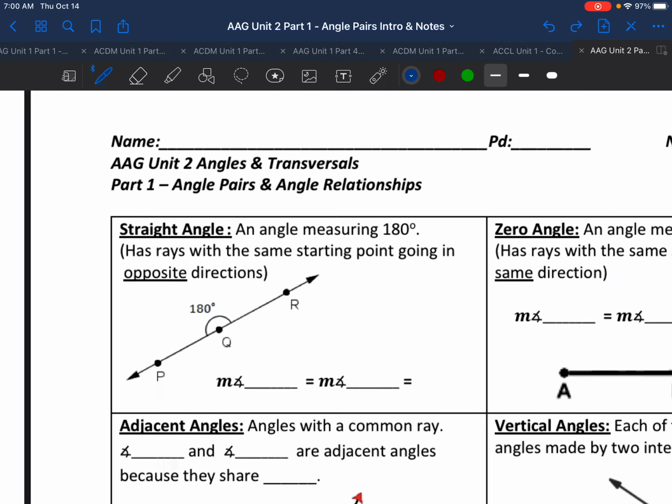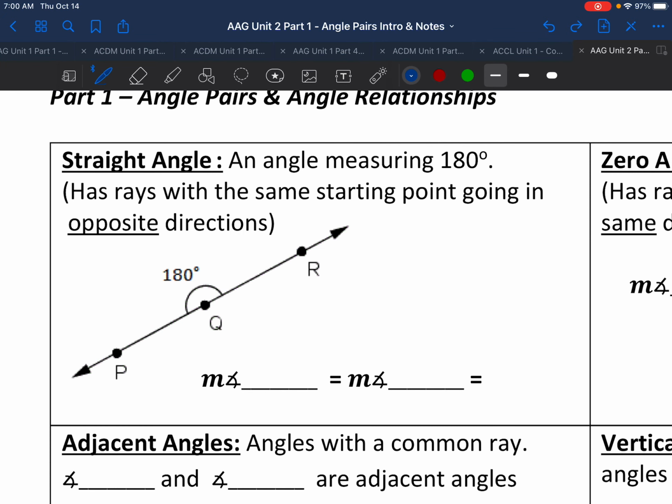What I'd like to do is zoom in one box at a time, because we're going to use these notes for the next few examples. So let's just dive in here.